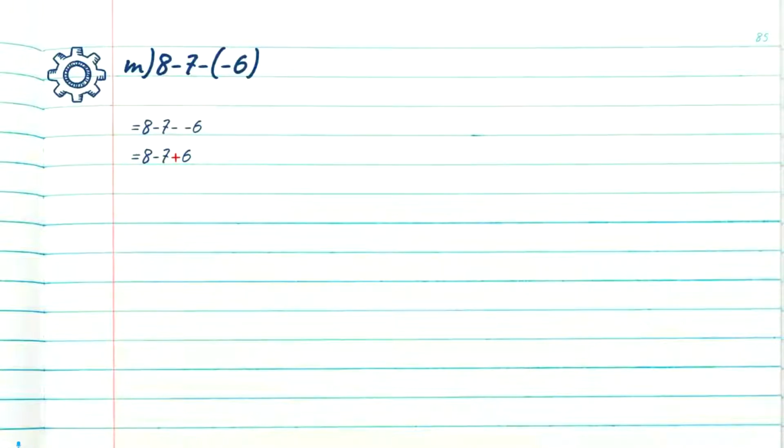So we'll do the first operation first. 8 minus 7 is 1, and we drop the rest of the equation. 1 plus 6 is equal to 7. And since there's no further operations required, we can go ahead and state that the final answer is 7.